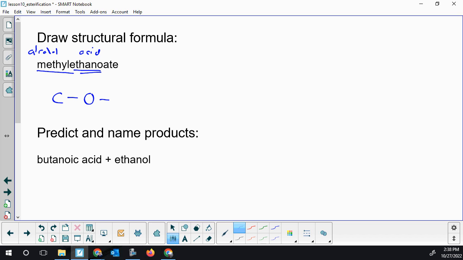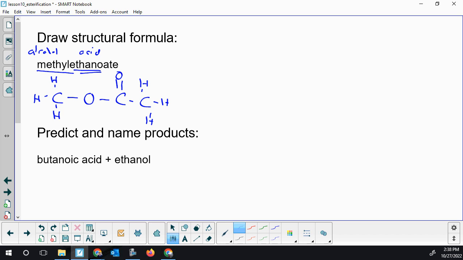And then I'm ready to deal with the acid piece. Ethanoate is, eth is 2 carbons. And it's the acid piece that has the C double bond O right next to the O in the middle of the chain. That double bonded O will never be at the end. It's always right next to the O in the middle. And then I have to have 4 bonds on all our carbons.